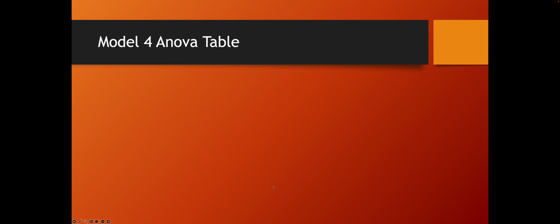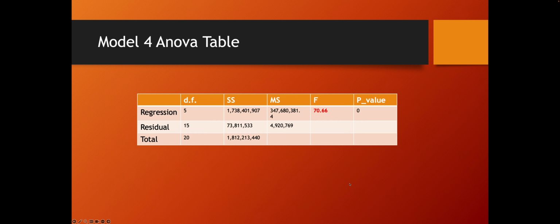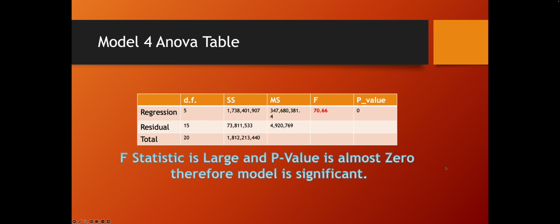The next step is to do the regression validation some more with the ANOVA table. As you can see, it's confirmed that the F statistic is quite large and the p-value is almost zero. Therefore, the model is significant.